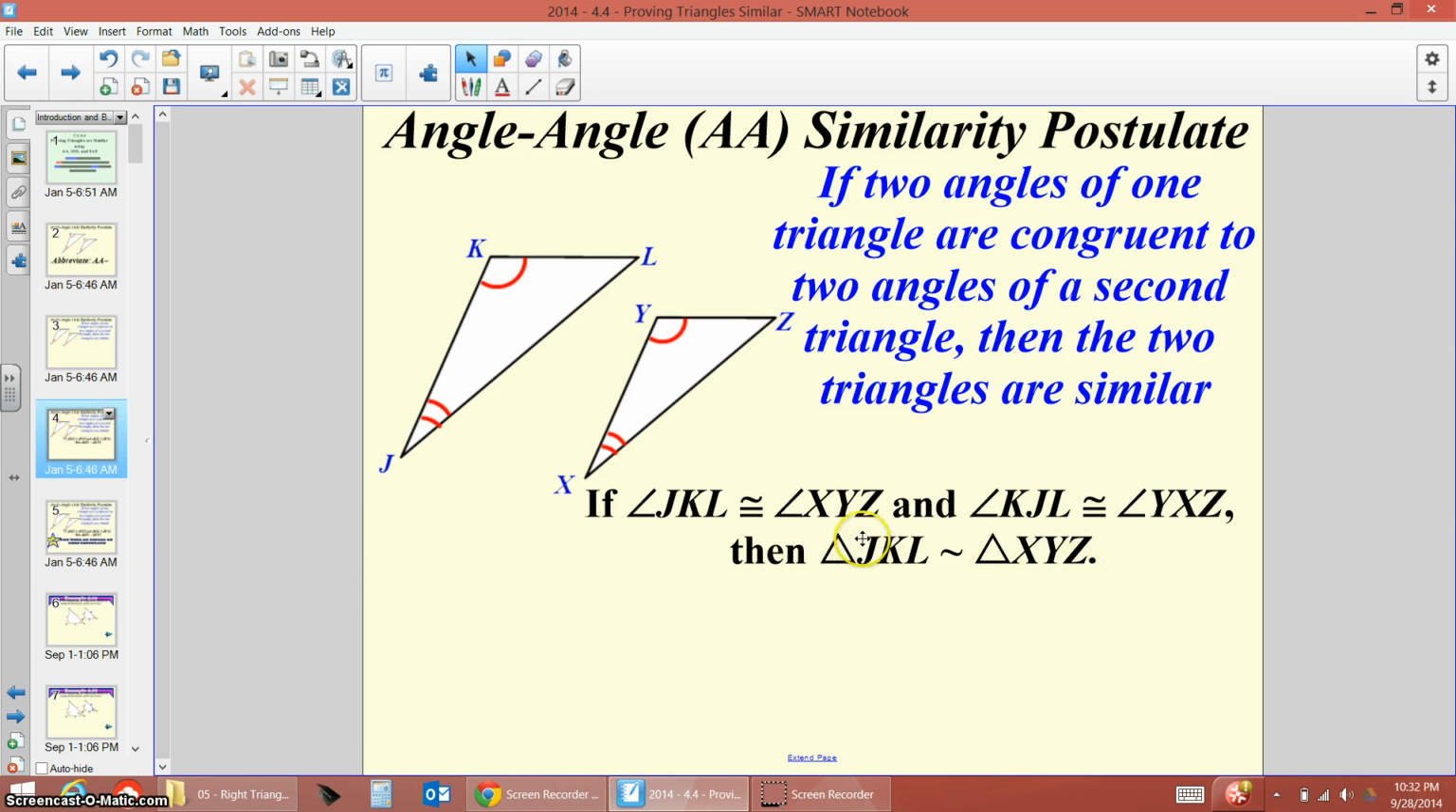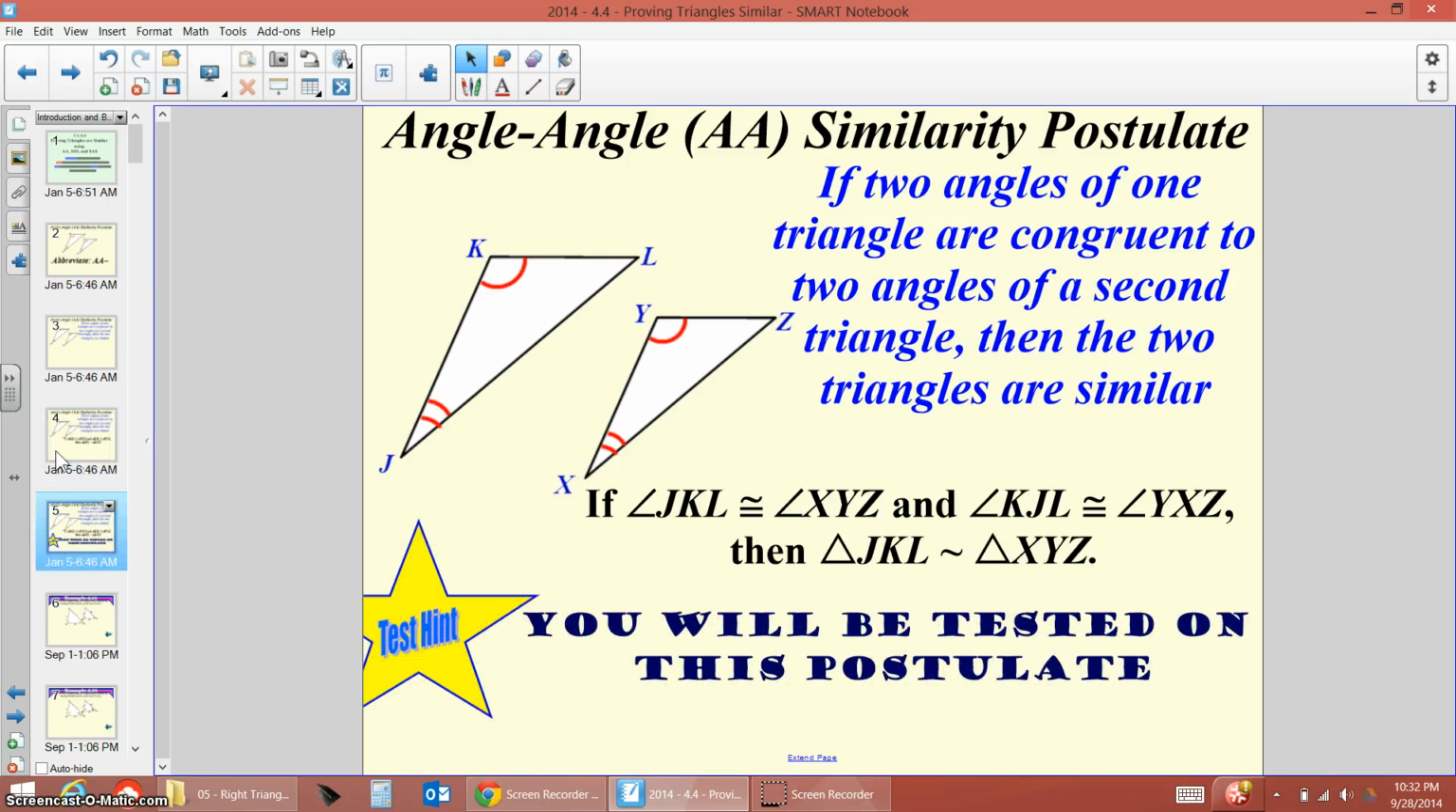This is a similarity statement. Notice the little swirly line here. This means similar. We're no longer talking about congruent statements. We're talking about similarity statements. Same idea, though. You will be tested on this postulate. I will expect you to know what this is and when to put it into play. And I'll show you some examples of what that looks like later.